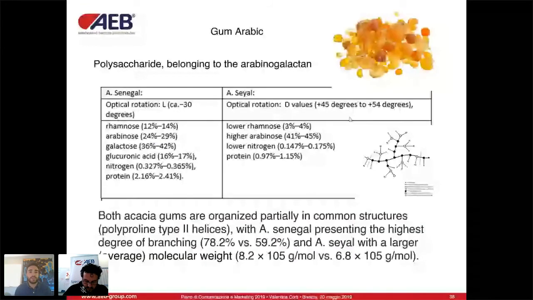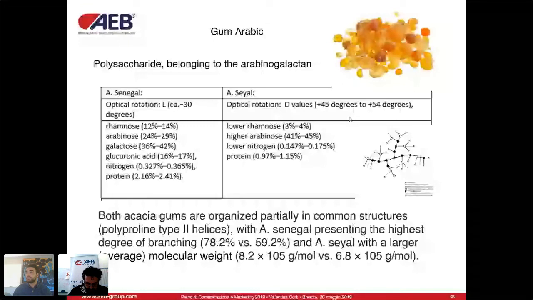Instead, the other polysaccharides that come from the plants are gum arabic. The gum arabic is more similar to the polysaccharide that comes from the grapes. So it's an arabinogalactan, rich in protein. And the two plants where gum arabic is extracted from are Acacia senegal and Acacia seyal. And they have the same common structure. However, they differ in the degree of the branching.